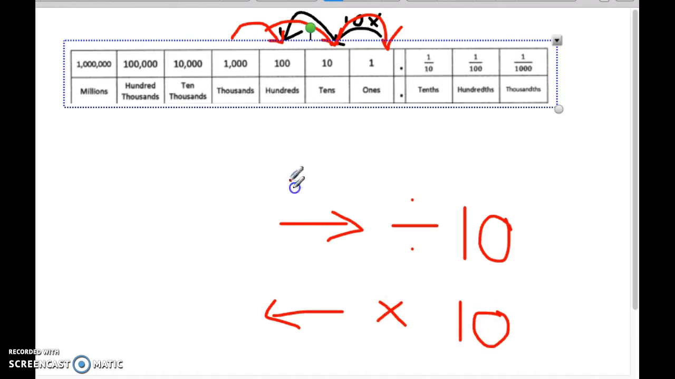Now that's just one place value. Okay, let's get that labeled. One place value shift to the right is dividing by 10. One place value shift to the left is multiplying by 10. So if I wanted to shift twice, I'd need to multiply by 10 twice. If I want to shift right twice, I'd need to divide by 10 twice, and so on.